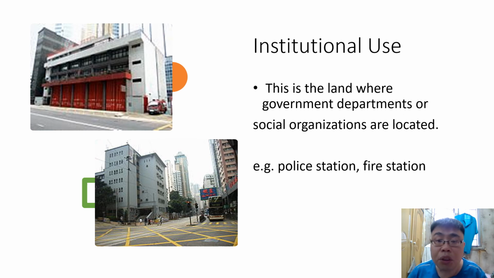This is institutional use. Institutional use means the government departments or social organizations, such as the Salvation Army or the Boy Scout, use the land. And two typical examples of institutional use are police station and fire station.